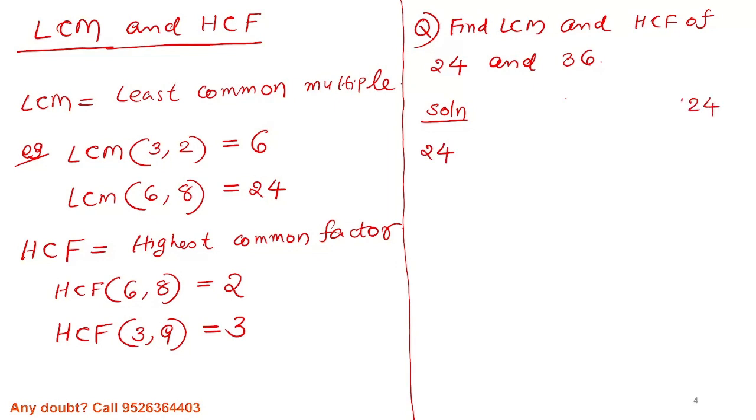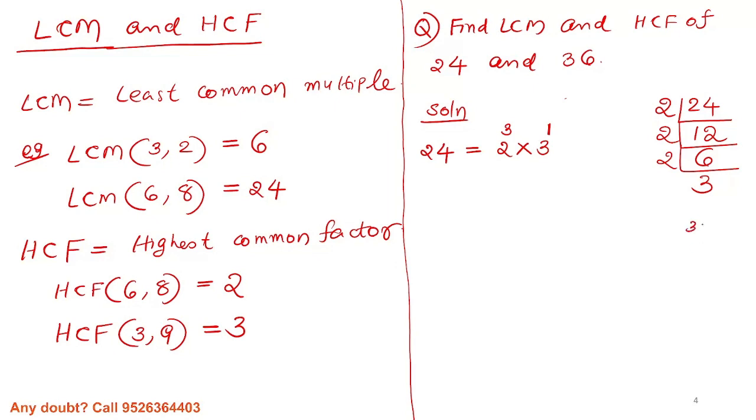Initially I have selected a very small number. 24 divided by 2, you will get 12. 12 divided by 2, you will get 6. 6 divided by 2, you will get 3. Is that correct? Write the prime numbers in increasing order. 2 into 2 into 2 will be 2 cube. 3, okay, 3 raised to 1, let it be like this, or 3 itself, no problem. So 24 is 2 cube into 3.